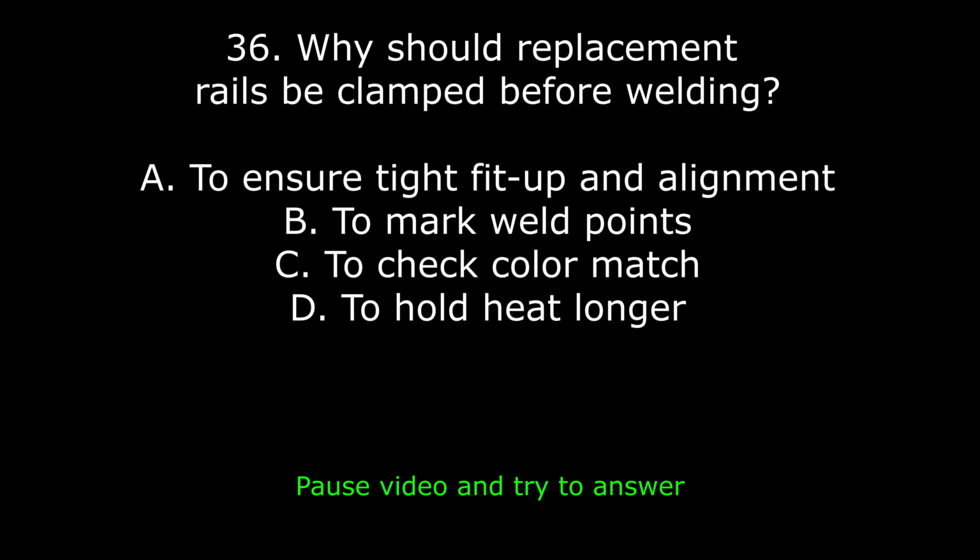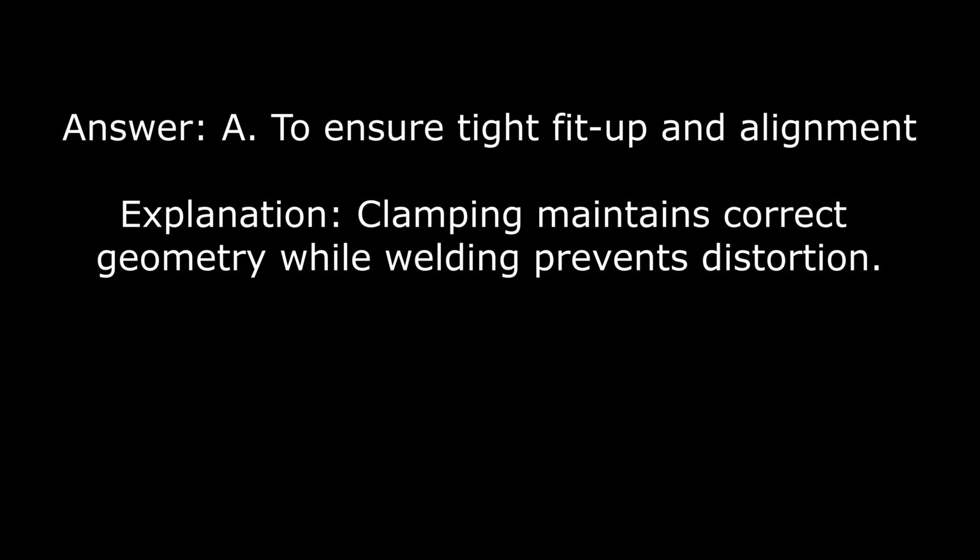36. Why should replacement rails be clamped before welding? A. To ensure tight fit-up and alignment. B. To mark weld points. C. To check color match. D. To hold heat longer. Answer A. To ensure tight fit-up and alignment. Explanation. Clamping maintains correct geometry while welding, prevents distortion.